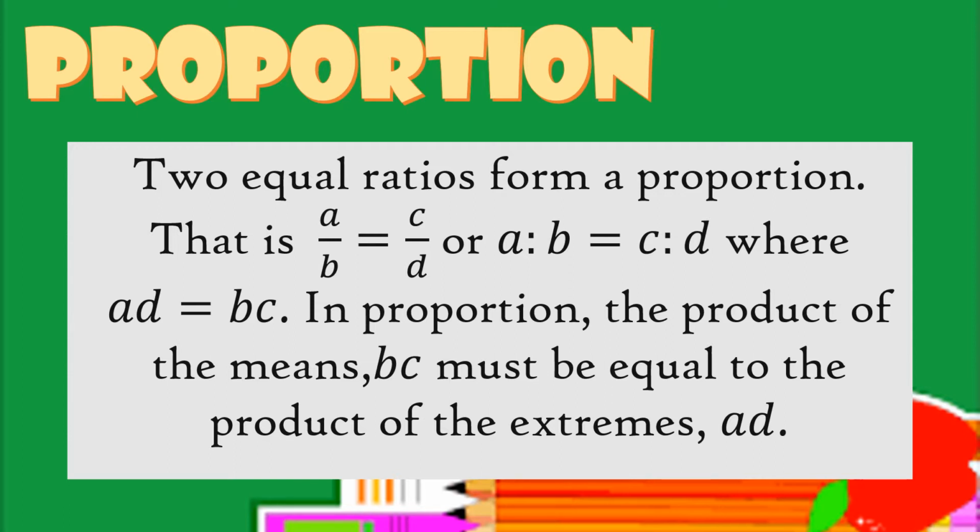Focusing on 2 equal ratios, it means that when we have A over B, it is equal to C over D, which is another ratio. So we can also express them as A is to B is equal to C is to D, wherein the product of A and D is equal to the product of B and C. Because in the proportion, the product of the means, so here the means refer to B and C, and the extremes, which are A and D. So in proportion, the product of the means BC must be equal to the product of the extremes AD for them to be called a proportion.